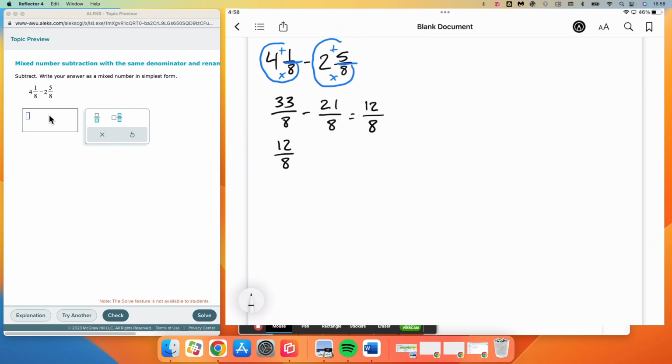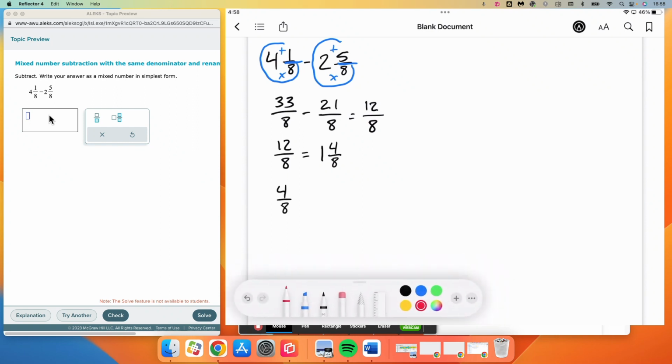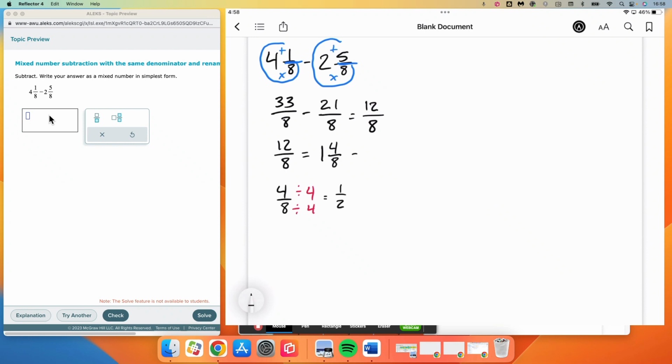So 12 over 8, I look and I see 8 goes into 12 one time with a remainder of 4. And so we have to be careful here because Wolfram won't like that, because that 4 over 8 is not in simplest terms. If I was to look at 4 over 8 independently, they are both divisible by 4. And so that in simplest form is going to be 1 over 2. And so 1 and 4 over 8 is equivalent to 1 and 1/2.